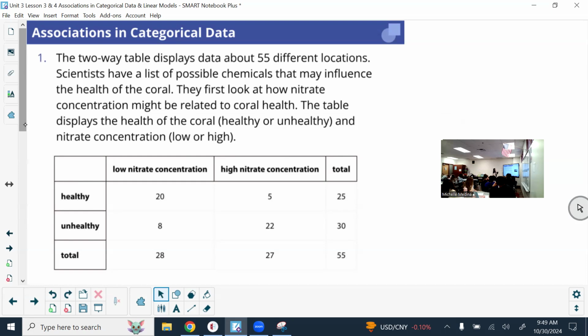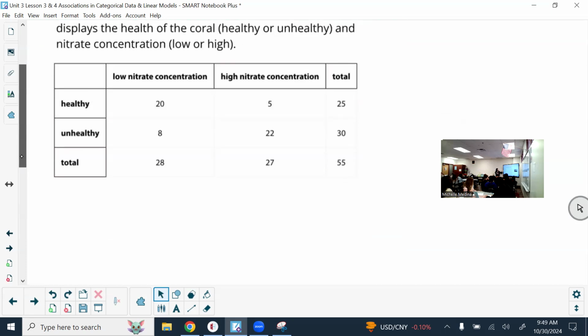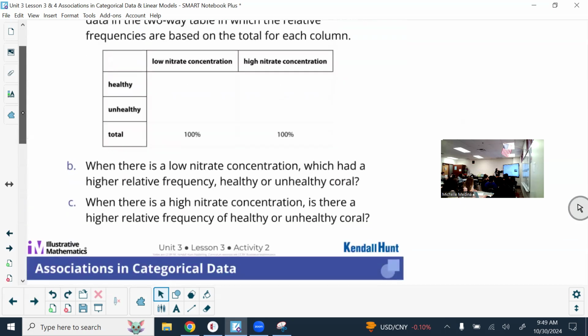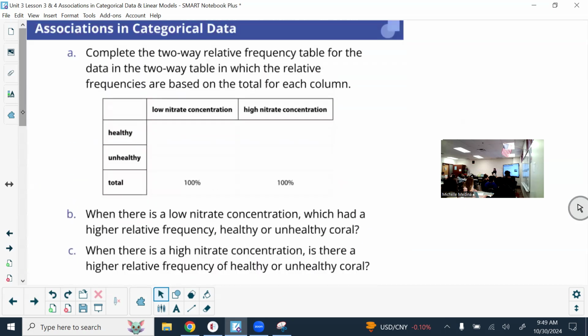You don't need to know what coral is. You don't need to know what nitrate is. All you need to know is that this is where it's low, this is where it's high, this is where it's healthy, this is where it's unhealthy. We're going to try to see if there are trends in the data. To do that, you are going to make a relative frequency table, but you always have to pay attention to how they want it, because it won't always be divided by your total. For this one, they want you to do it based on the total for each column. Do you guys know the difference between column and row?